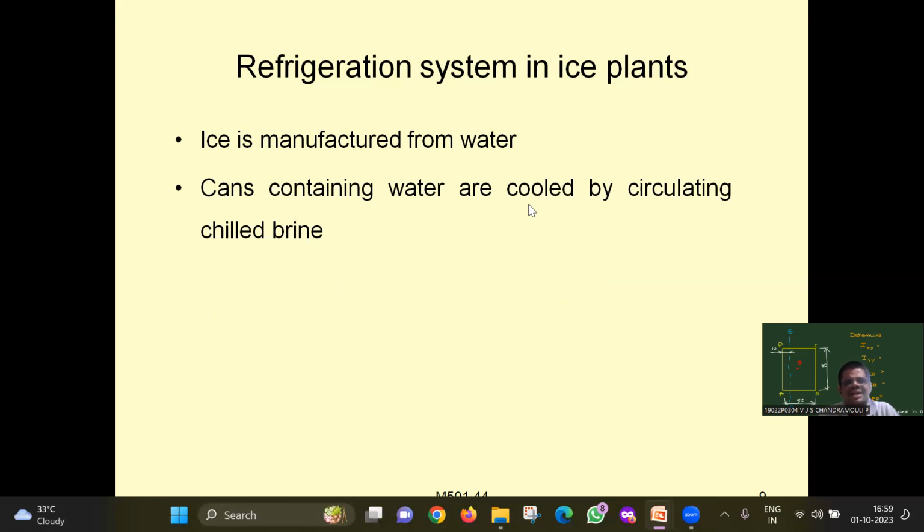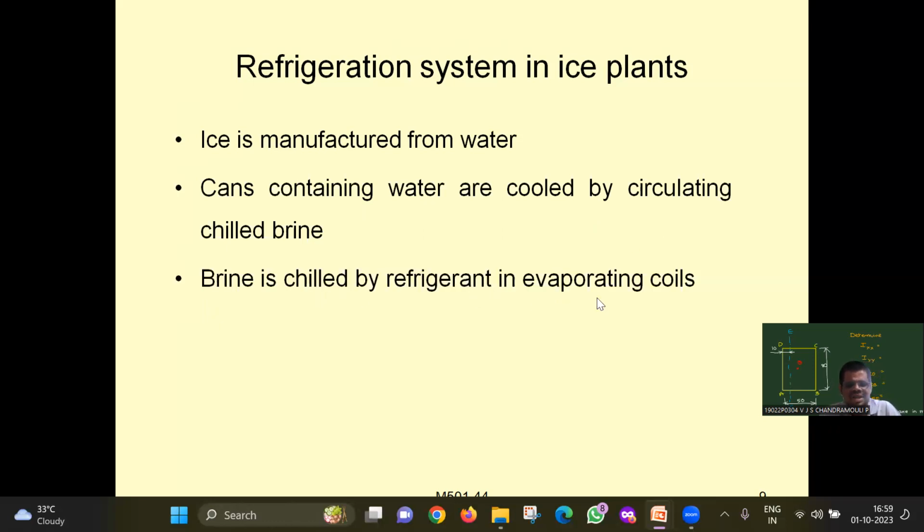This is the working. Cans containing the water are cooled by the brine which is circulated around these cans, and this brine is chilled by the refrigerant. So just observe, the refrigerant cools the brine, and this brine in turn cools the water, so that the water is converted into ice. And the freezing point of the brine is less than 0 degrees Celsius. Up to minus 12 degrees, the brine can be cooled without freezing. So such minus 12 degrees brine is used to cool the water up to 0 degrees Celsius. So when the water is cooled up to 0 degrees Celsius, it is frozen.